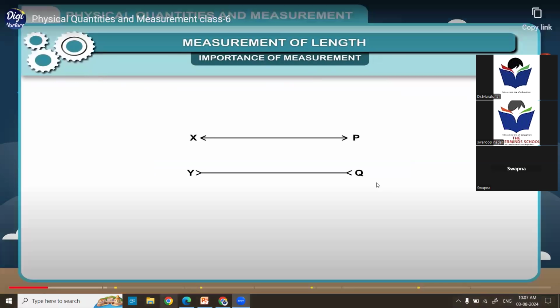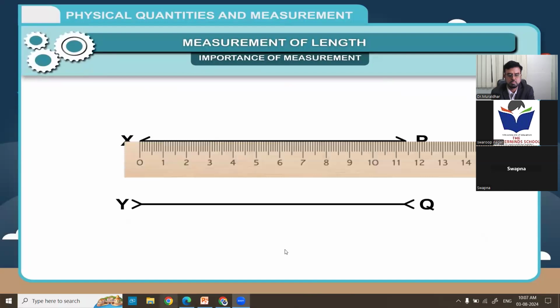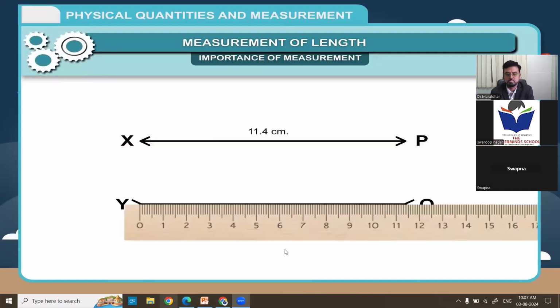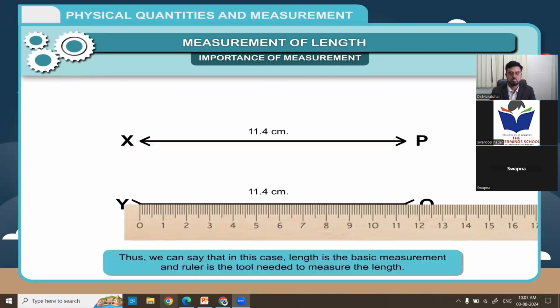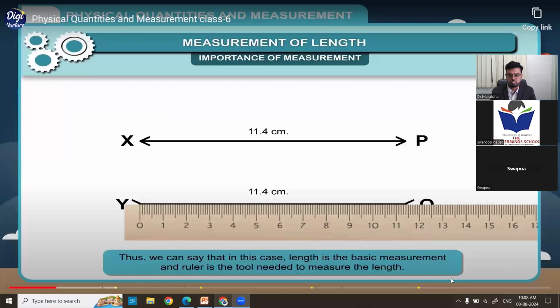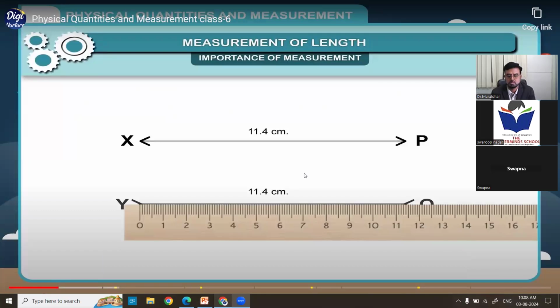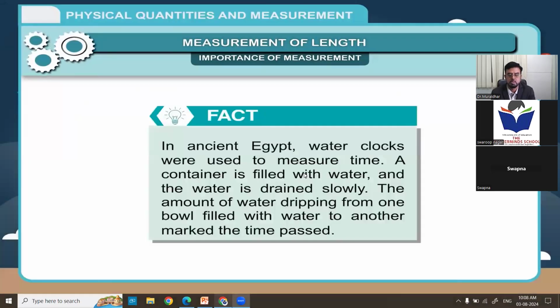You may guess that YQ appears to be shorter than XP, but when you measure with the help of a ruler, you find that both the lines are equal in length. Thus, we can say that in this case, length is the basic measurement and ruler is the tool needed to measure the length. Fact: in ancient Egypt, water clocks were used to measure time. A container is filled with water and the water is drained slowly. The amount of water dripping from one bowl filled with water to another marked the time passed.